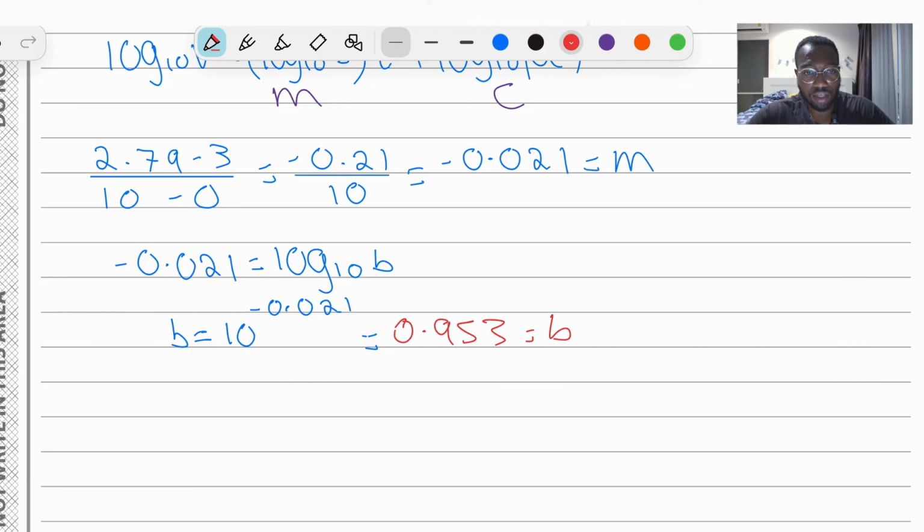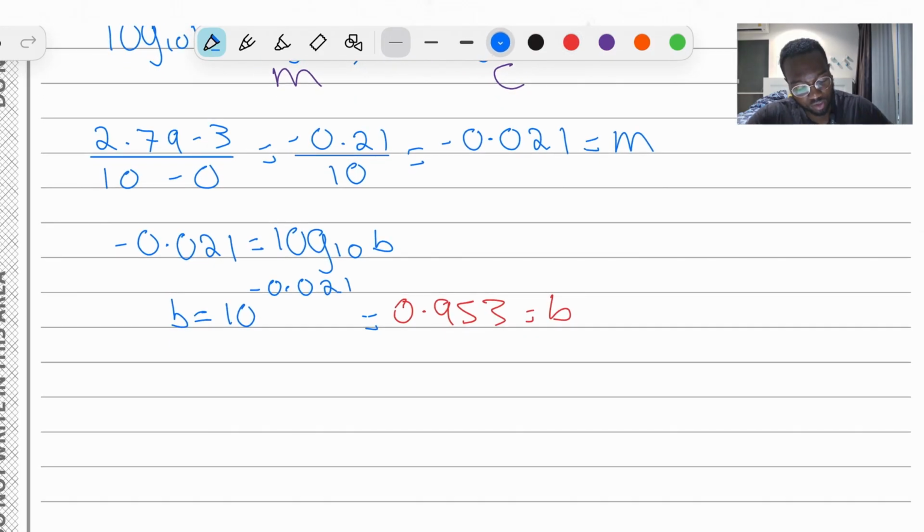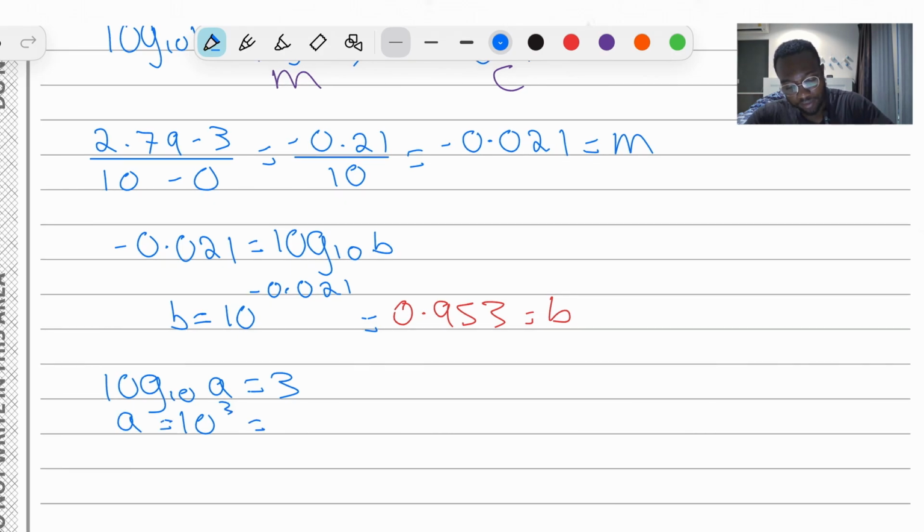And to work out a is fairly simple, because as you can see, the log base 10 a is just our y-intercept. And just like in the first question, if we intercept at 3, then it's surely going to be the same as our initial value. It will be log base 10 a is equal to 3. Therefore, 10 to the power of 3 is equal to a, and therefore that is equal to 1,000. So we worked out a as 1,000, and b as 0.953.